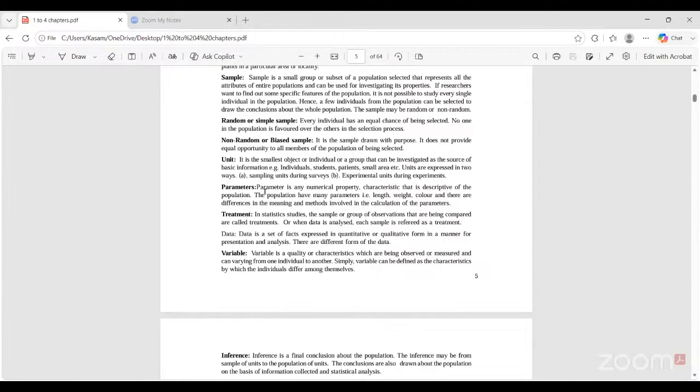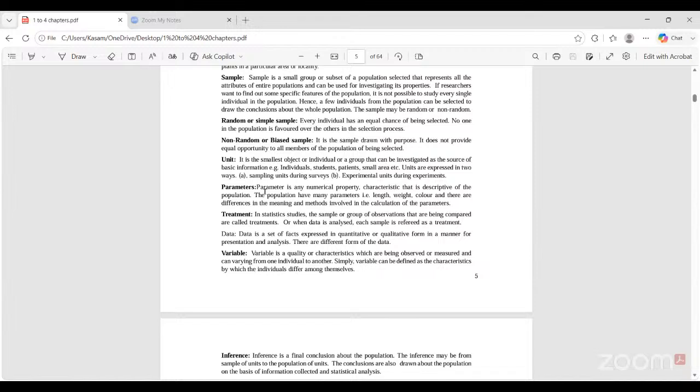Units are expressed in two ways: sampling units during surveys, and experimental units during experiments. Survey means the survey is going on now. The parameters are the numerical characteristics describing the population we are taking here: length, weight, color. There are different methods involved in the calculation of parameters. So treatment also you have to take.